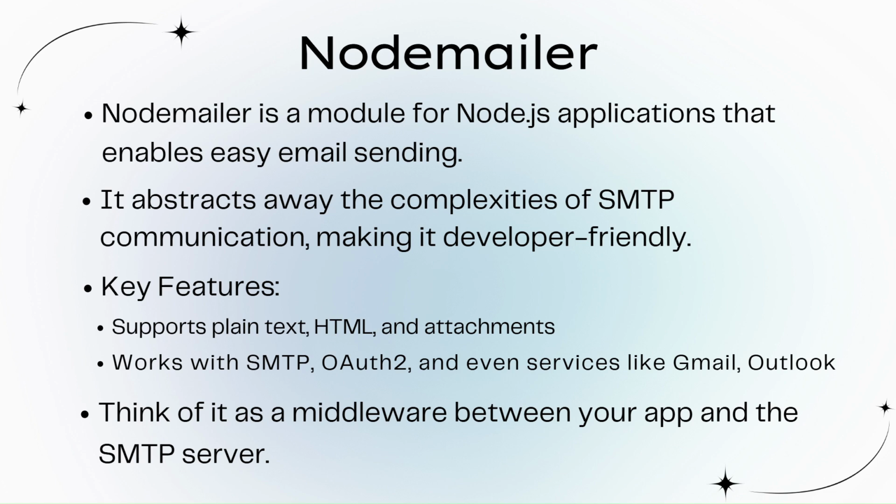Now what are the key features? NodeMailer supports plain text, HTML and attachments also. I will be showing you how I am sending HTML tags to someone's email, and it works with SMTP, OAuth 2, and even services like Gmail and Outlook. We will be using Gmail in our case. You can think of it like a middleman between your app and the SMTP server.